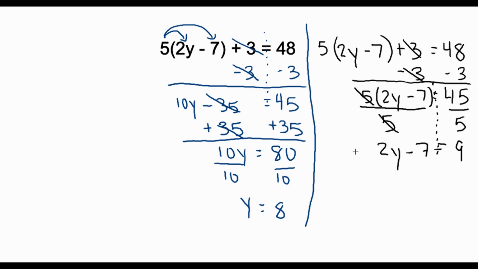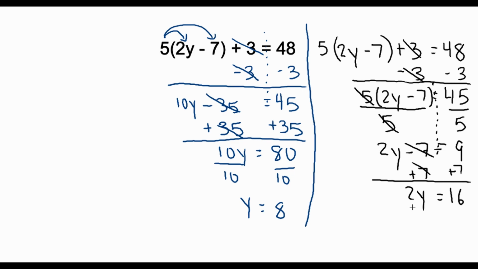Okay, last two steps. I got -7. I got to move it over, so I add 7 to both sides. All right, bring down the 2y. The 7's cancel here. Bring down the equal sign. And then I add 9 plus 7. That will give me 16.